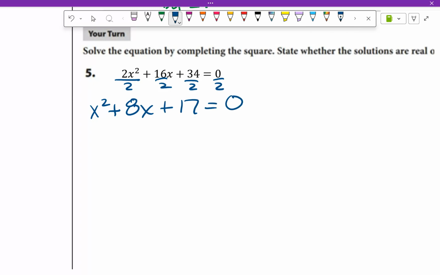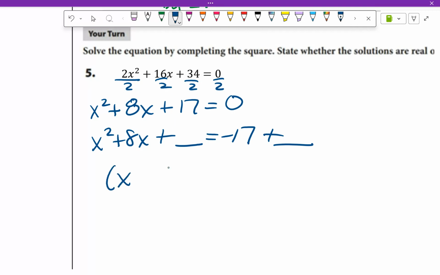All right, what's the next thing that I need to do? Subtract 17. What else do I need to put in? The plus blank on each side. And then before I do anything else, I set up the next line. So x something squared. All right, what do I have to do now?